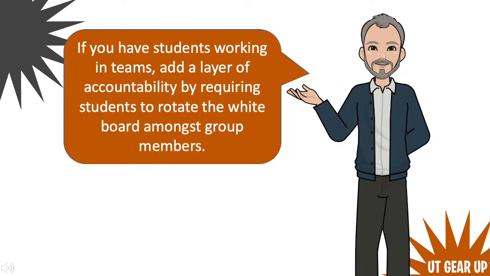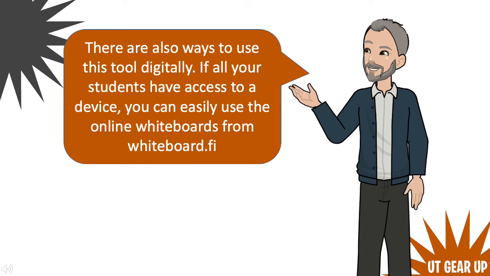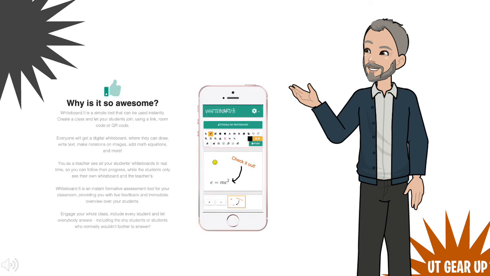If you have students working in teams, add a layer of accountability by requiring students to rotate the whiteboard amongst group members. There are also ways to use the tool digitally. If all your students have access to a device, you can easily use the online whiteboards from whiteboard.fi. Using whiteboard.fi, each student will get a digital whiteboard where they can draw, write text, do math equations, and more. There are free and paid options with this platform.